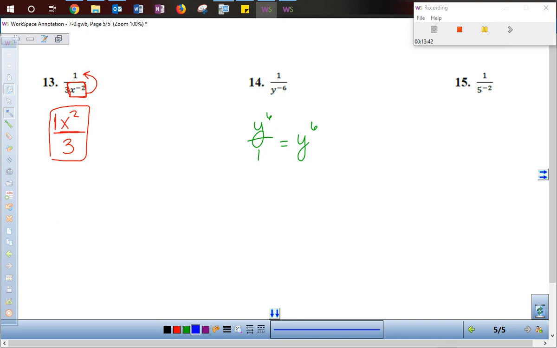On number 15, it looks a lot like number 14, but instead of a variable, we have a number. So we're going to treat it just like the variable at first, and then we can put it in our calculator or do it in our head. So since it is in the denominator with a negative exponent, I'm going to move it to the numerator to become positive. So it's going to be 5 to the positive second, and then we're just going to be left with 1 down here. Well, 5 squared is just 25, divided by 1 is just 25.